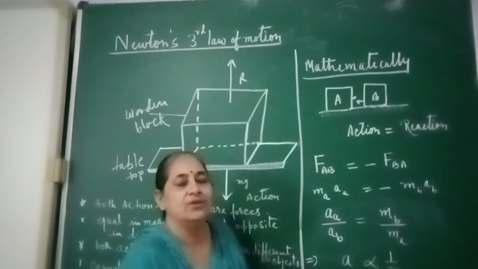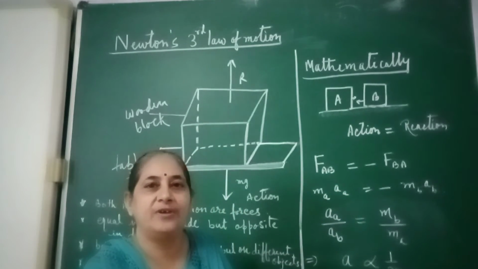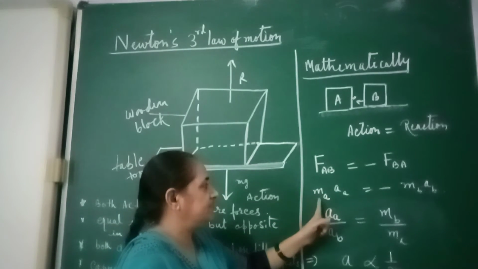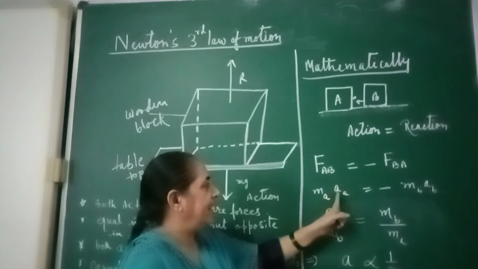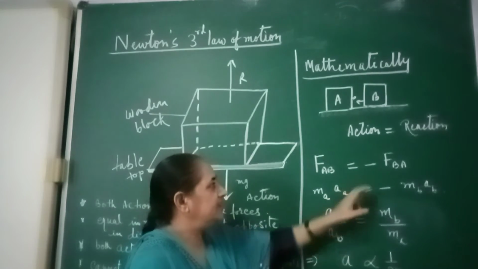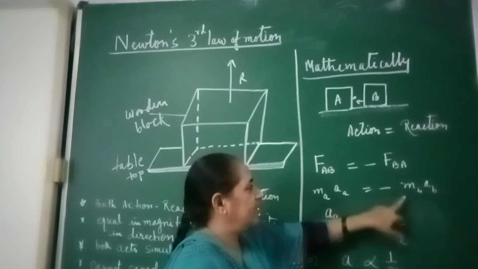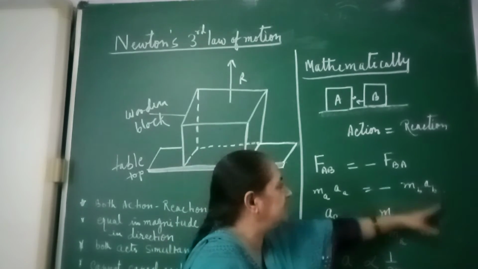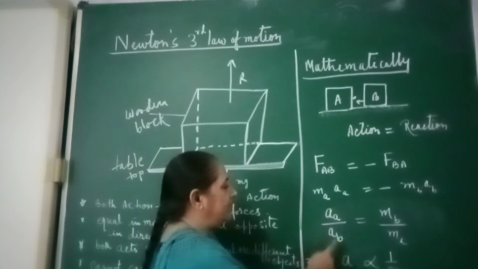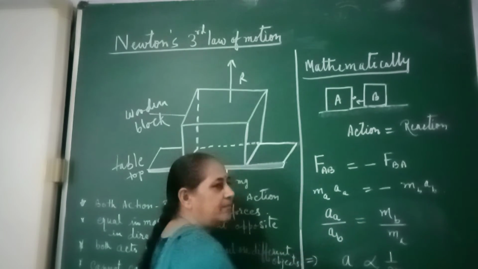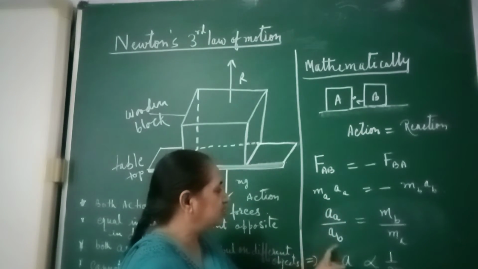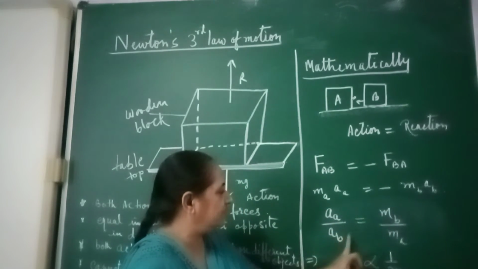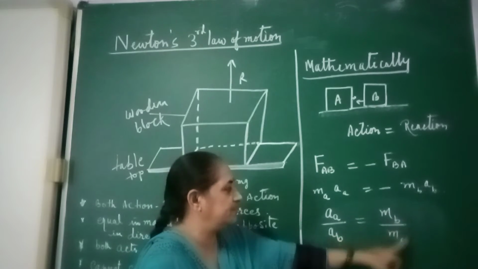Now from Newton's second law of motion, F equals ma. So here F equals m_A a_A, mass of object A times acceleration of object A. And here the force of B is mass of B times acceleration of B. If we bring the accelerations to one side, a_A by a_B equals m_B by m_A. That means this is the acceleration produced, and here also the mass of the object. But see here, it is just reversed: A by B here, and B by A here.